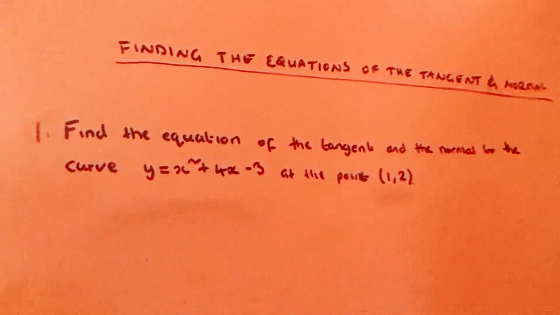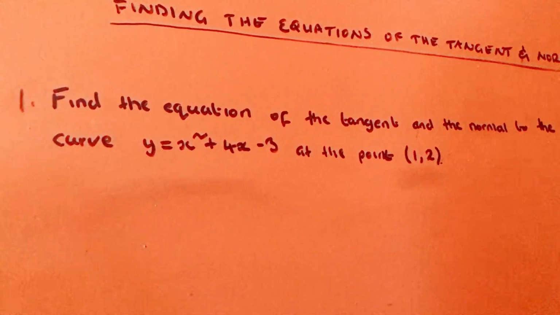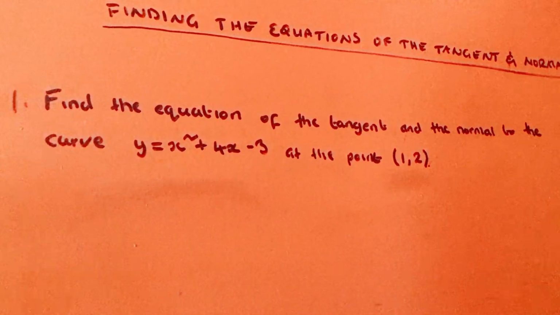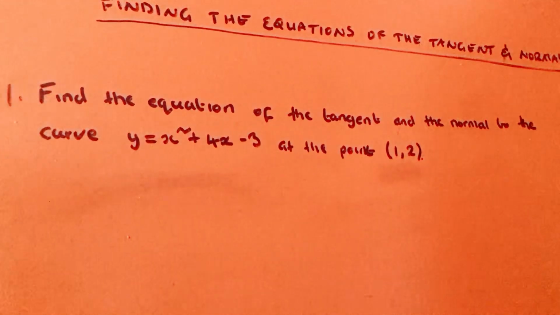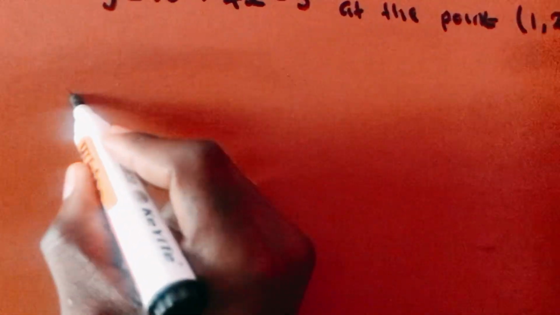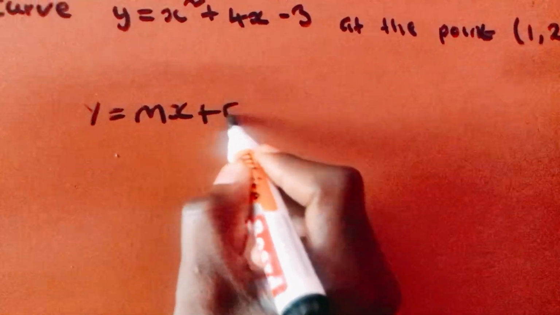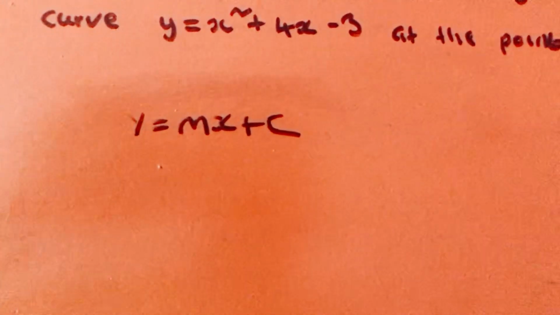Now before we jump in, a tangent is a straight line that touches a curve at a single point, and the normal is the line drawn perpendicular to the tangent. Since both of these lines are straight lines, the standard equation of a straight line will look something like this. y is equal to mx plus c, where m is the gradient of that line and c is the y-intercept.